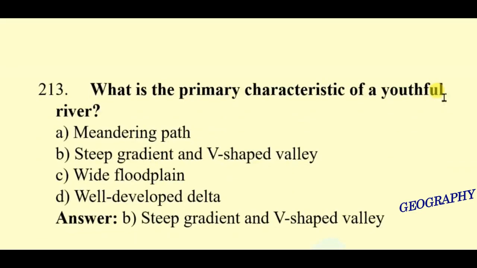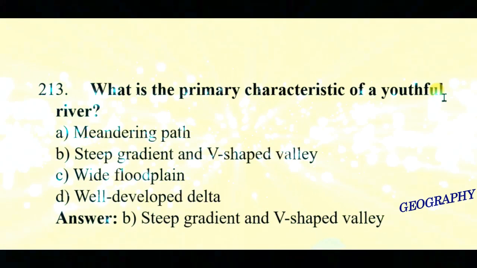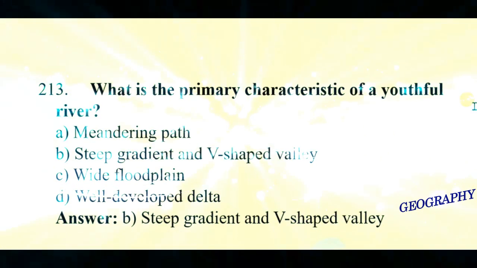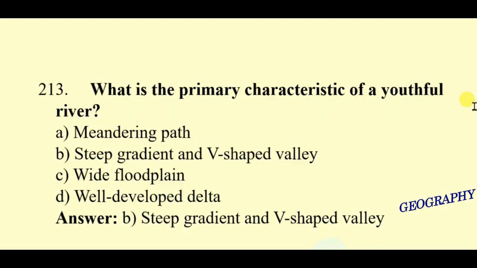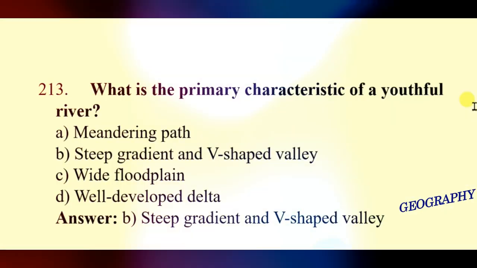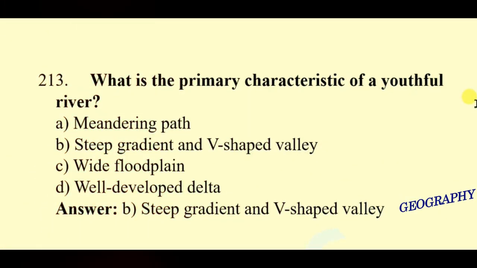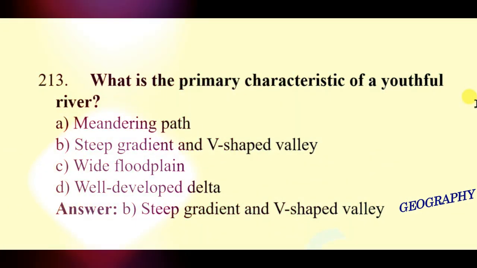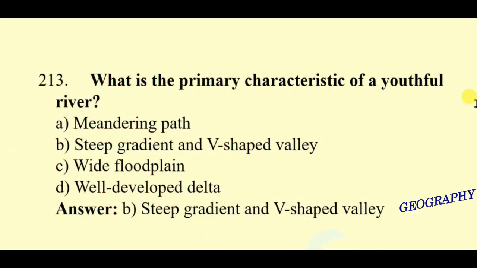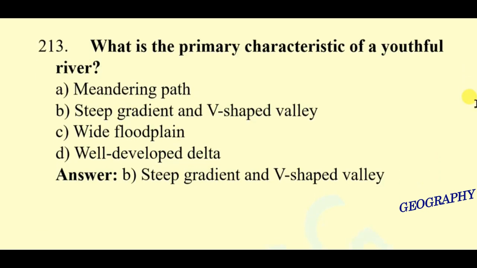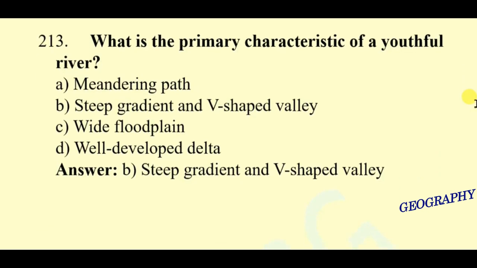Question 213. What is the primary characteristic of a youthful river? Meandering path, steep gradient and V-shaped valley, wide floodplain, well-developed delta. Here the right answer will be steep gradient or steep slope and V-shaped valley. Means the mountainous river stage.